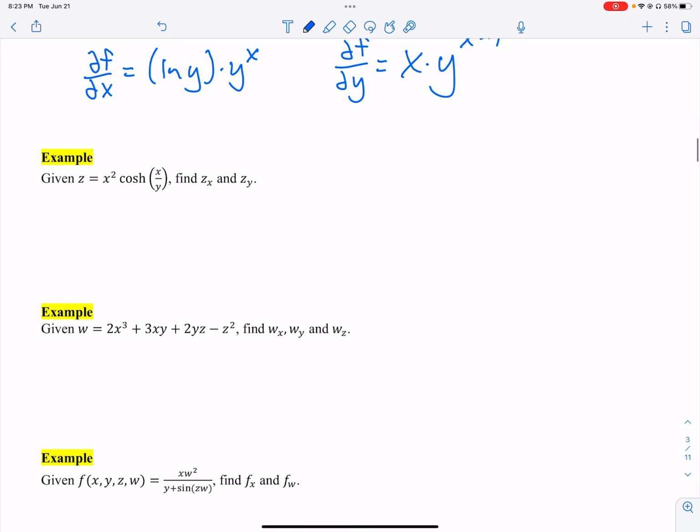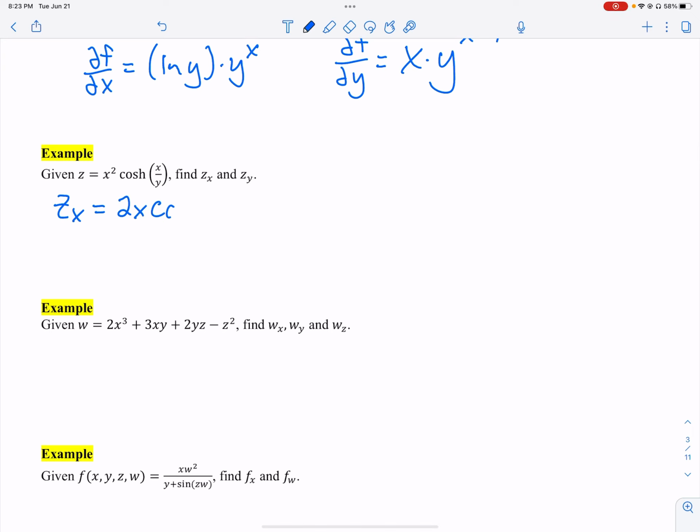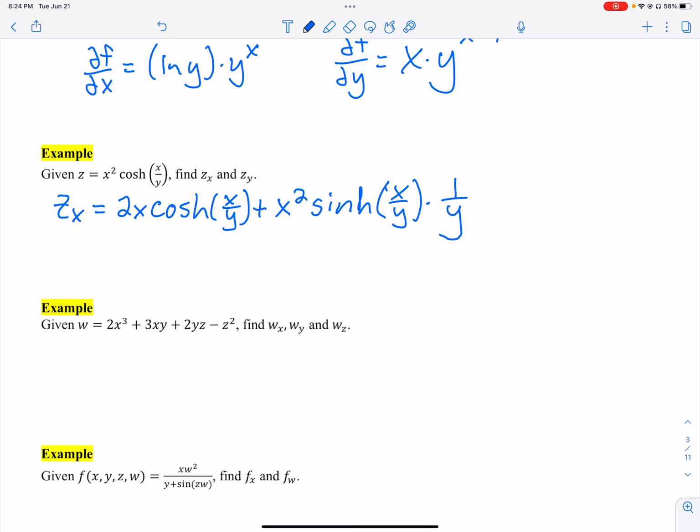This next example, we have a cosh. You would use a table. All right. We call this z in this one. Z_x, right? And so x, it's a product rule, so I got 2x cosh. It's just a hyperbolic cosine. Plus, I leave the x squared, and I take the derivative of cosh, which is sinh. And it's x over y times, it's with respect to x, so the chain rule would call for 1 over y. X over y. Derivative of x over y is 1 over y.